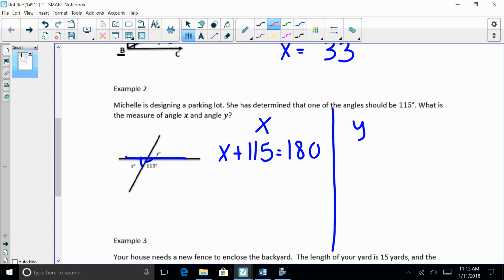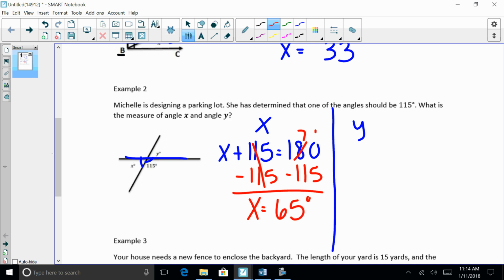So I'm going to zero out that 115 by subtracting. If I do it to one side, I've got to do it to the other side. That leaves me with x equals, I'm going to borrow, so I get 65 degrees for the measure of angle x. So that's going to be 65 degrees.